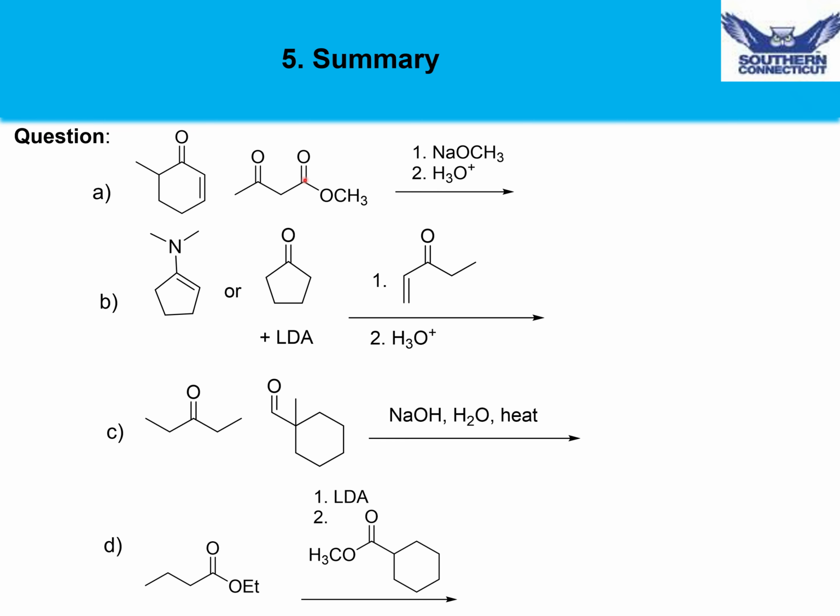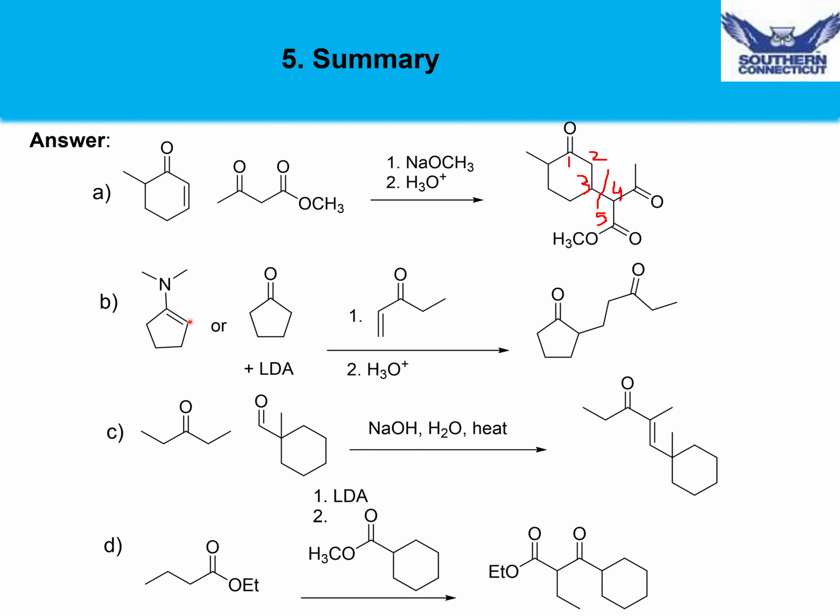In the next example, we're going to use either this enamine or this ketone with base to attack an alpha beta unsaturated carbonyl and do a Michael reaction. So the enamine is nucleophilic at the alpha carbon. A ketone, if we add base, would remove a proton from this carbon, which would make that carbon nucleophilic. In either case, that carbon, either from the ketone or from the enamine, will attack this beta carbon, leading to the formation of this bond. This is the beta carbon of the Michael acceptor. This is the alpha carbon.